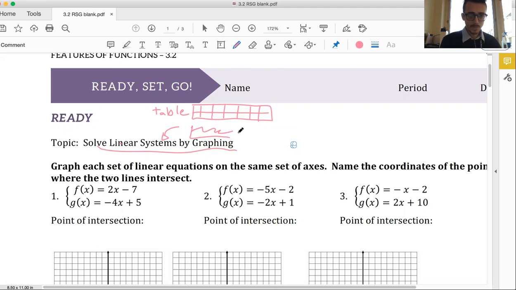But either way, a system is pretty much two or more equations graphed out on the same graph or used in the same story. And so what we're doing here is really just graphing those out and seeing where they intersect. Seems simple enough, doesn't it?